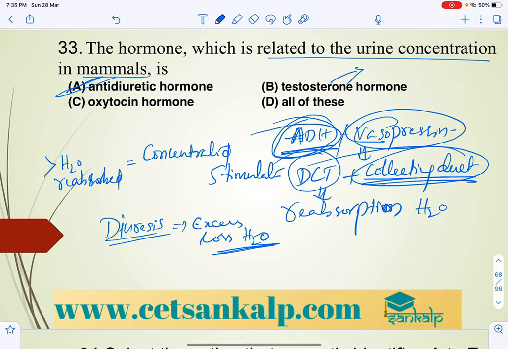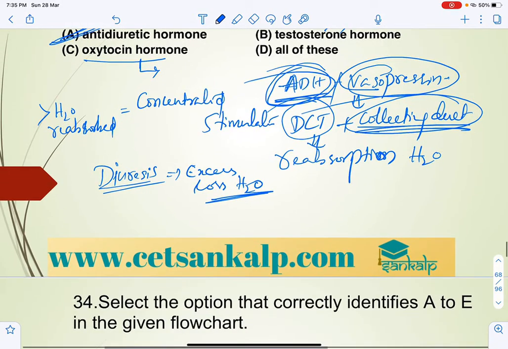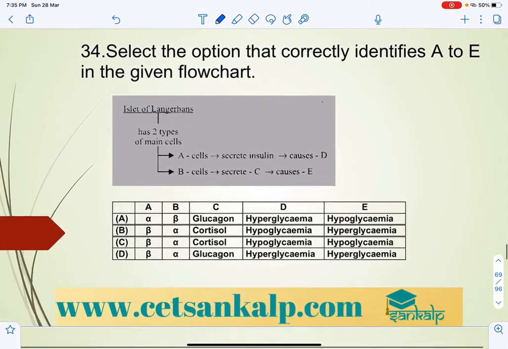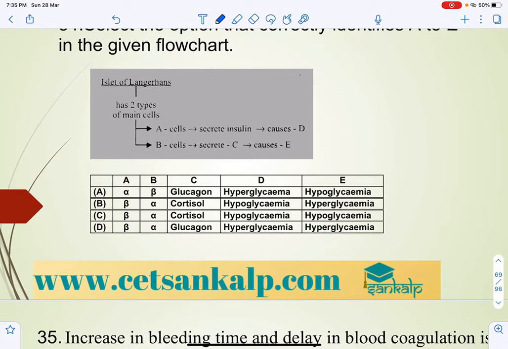Testosterone hormone is also called androgen. Oxytocin is the birth hormone, and also helps in milk ejection. So the answer for that is A, right? This is the hormone which plays a major role in the concentration of urine, and this we have already discussed.